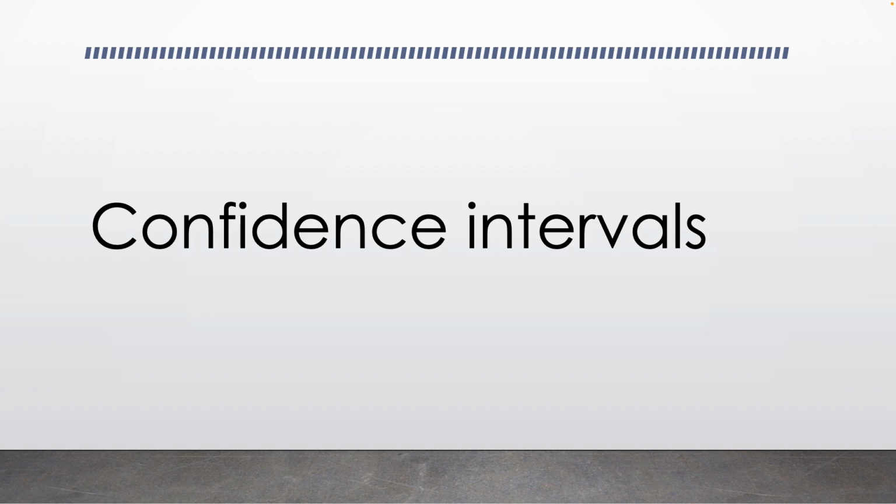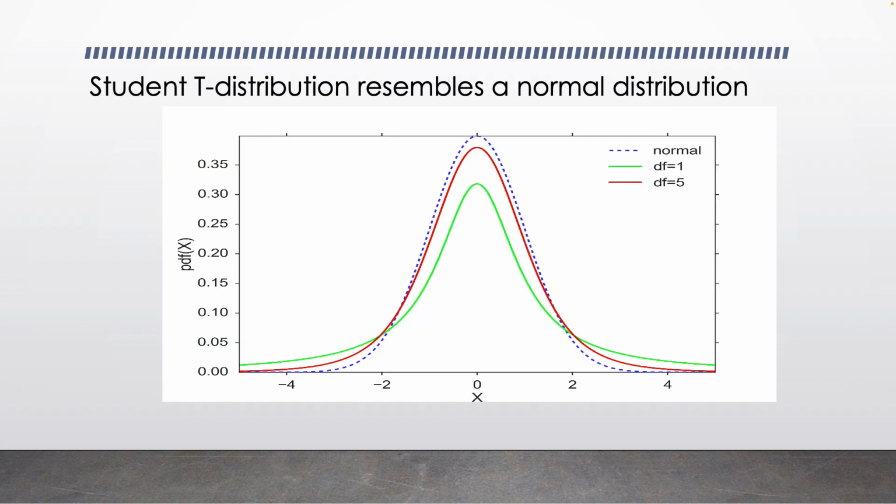Confidence intervals. And the first thing we're going to do is review the t-distribution. Recall that as the degrees of freedom, which is related to the sample size, increases, the t-distribution becomes more and more normal. In fact, it limits to a normal distribution.